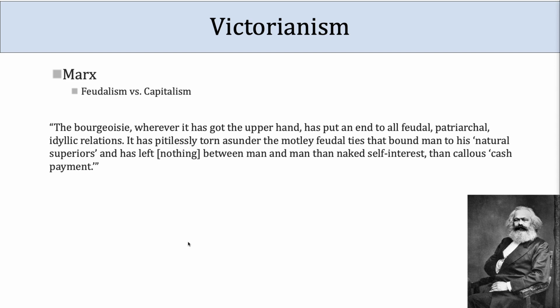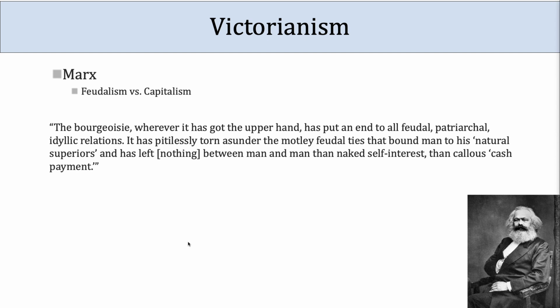The people that were part of the lower classes at one time and then rose above, and now they have this $1 billion worth, right? And they're the ones leading and directing. And what he argues is the bourgeoisie, whenever it got the upper hand, has put an end to all feudal, patriarchal, and idyllic relations. And so what he means by this is when the bourgeoisie came to power during the Industrial Revolution, they wanted to get rid of all of the old medieval feudal guilds. And a guild was a trade union that would determine the price and cost of production.